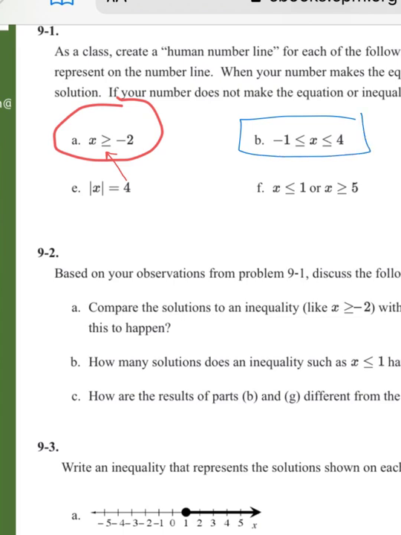When you have a problem like this one, it's the same process. So now it's anything that is between negative 1 and 4, including negative 1 and 4. So it has the little line underneath, which means that x can be 0, 1, 2, 3, a half, all those, but x can also be negative 1 or 4.